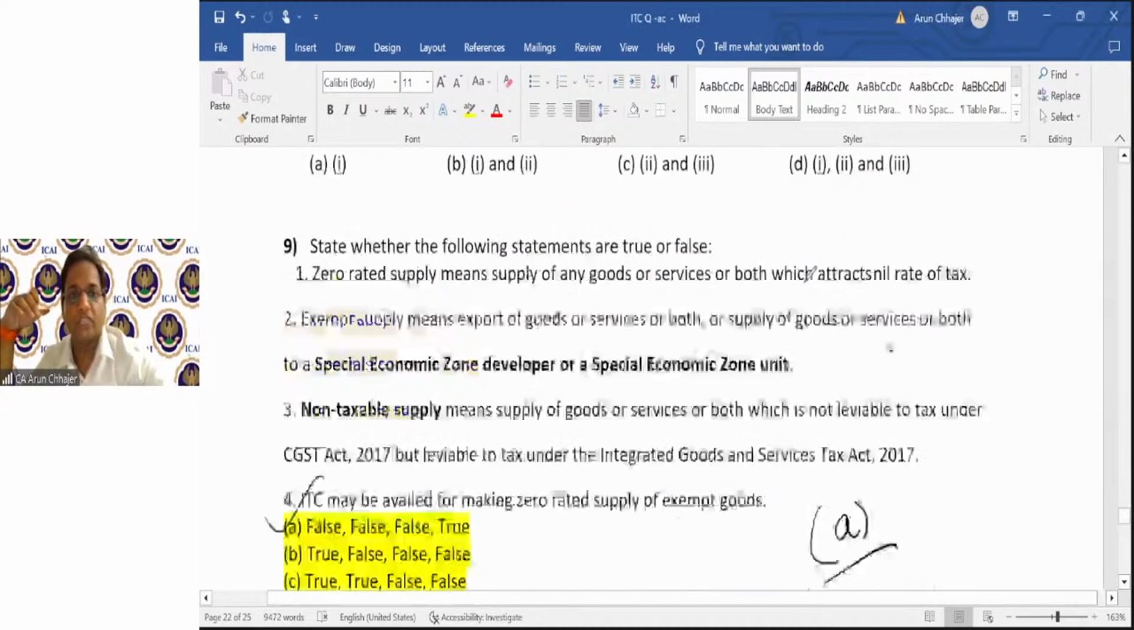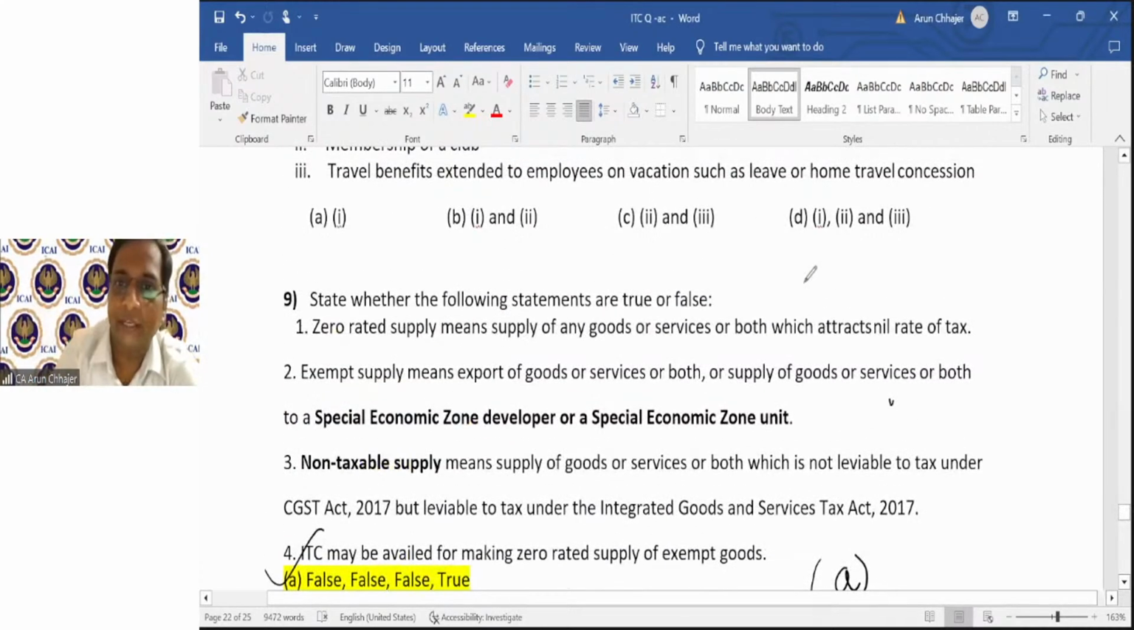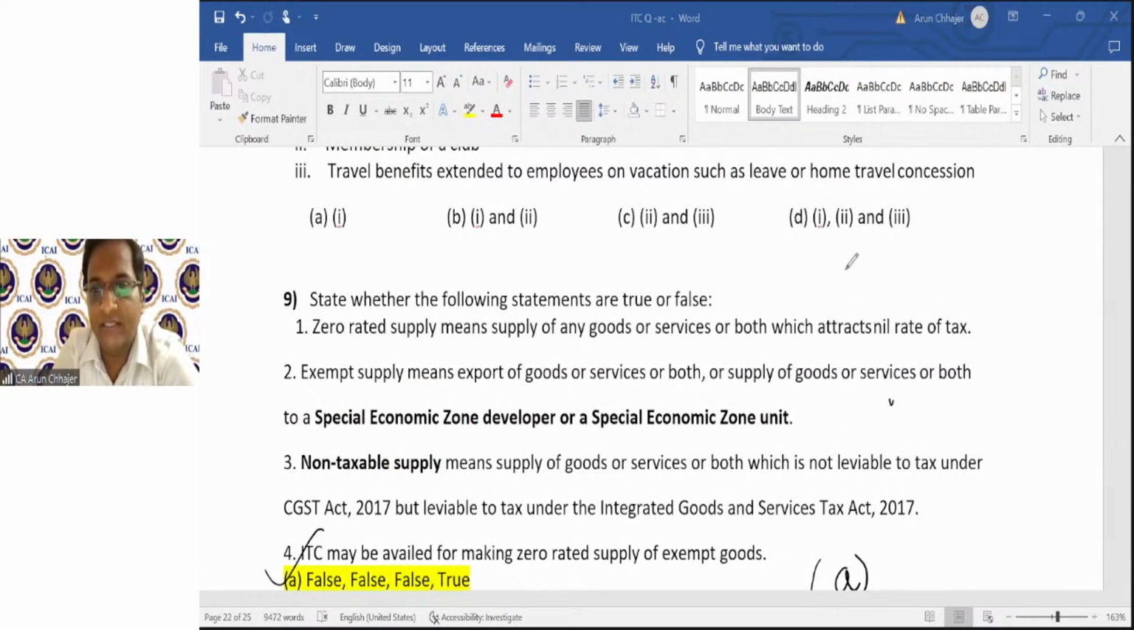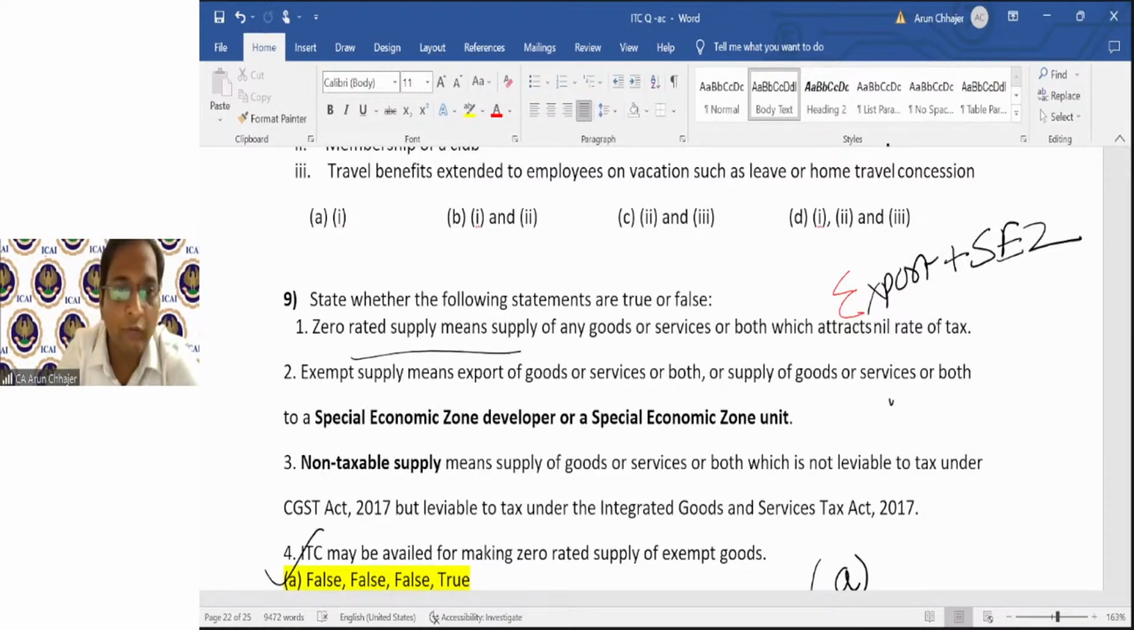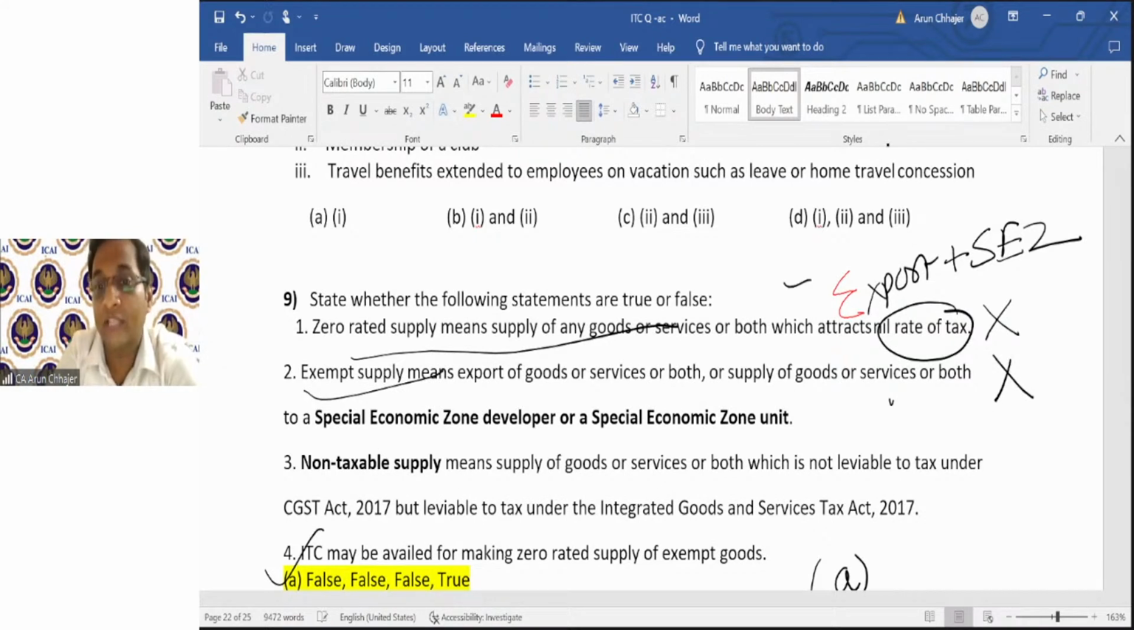देख, क्वेश्चन 9 में क्या था? जीरो रेटेड सप्लाई क्या होता है? द जीरो रेटेड सप्लाई मीन्स एक्सपोर्ट एंड एसईजेड. ठीक है. सो व्हाट इज रिटन? दैट विच अट्रैक्ट nil rate of taxes. It is not correct. Similarly, they are saying exempt supply means export. Again, it is not correct because export is zero rated supply, not the nil rated supply or not the exempt supply.